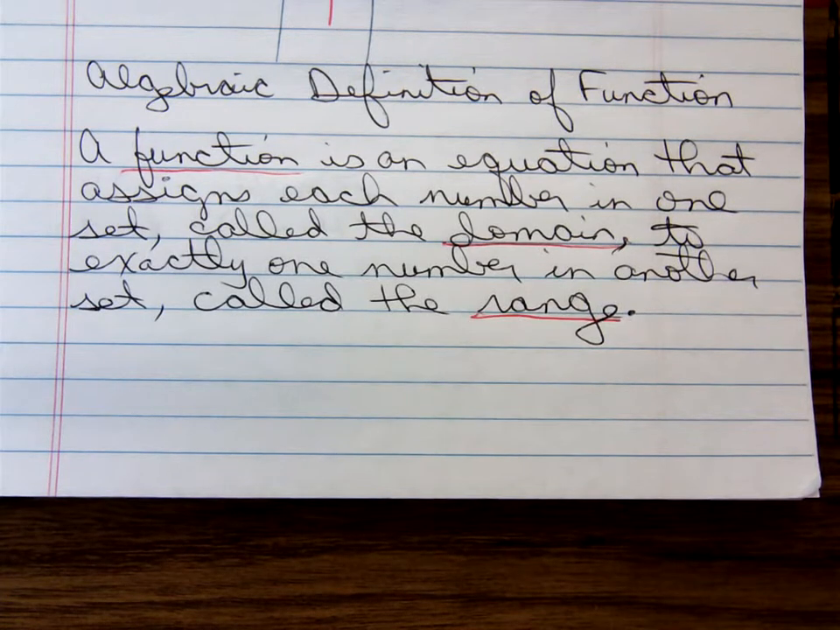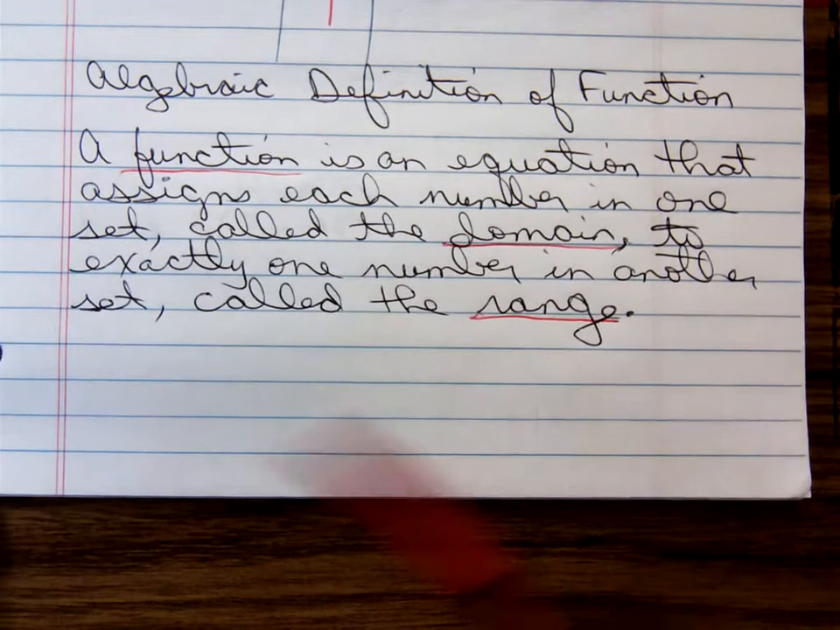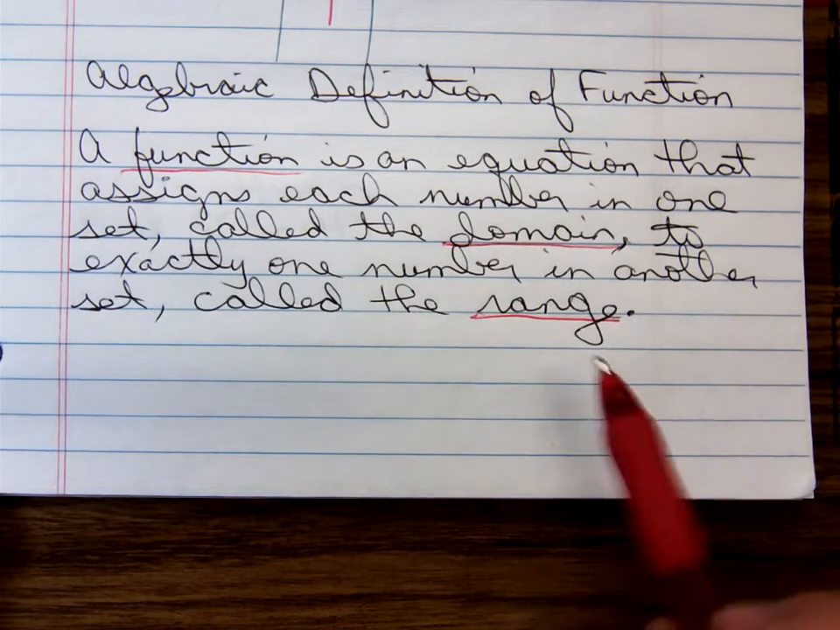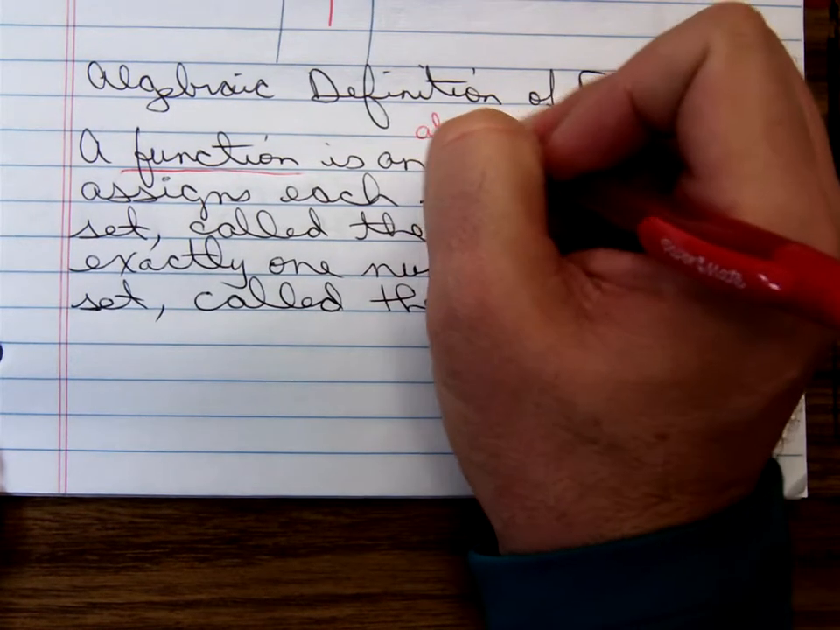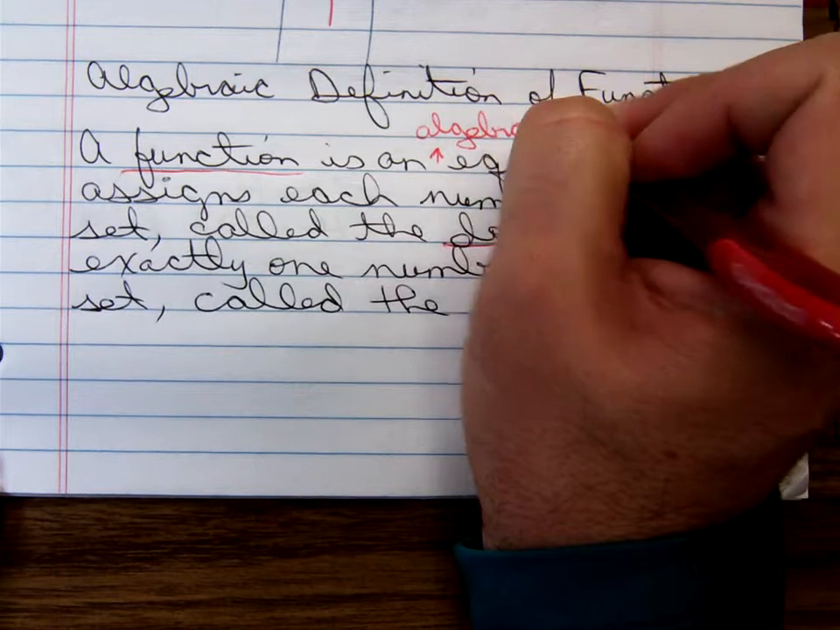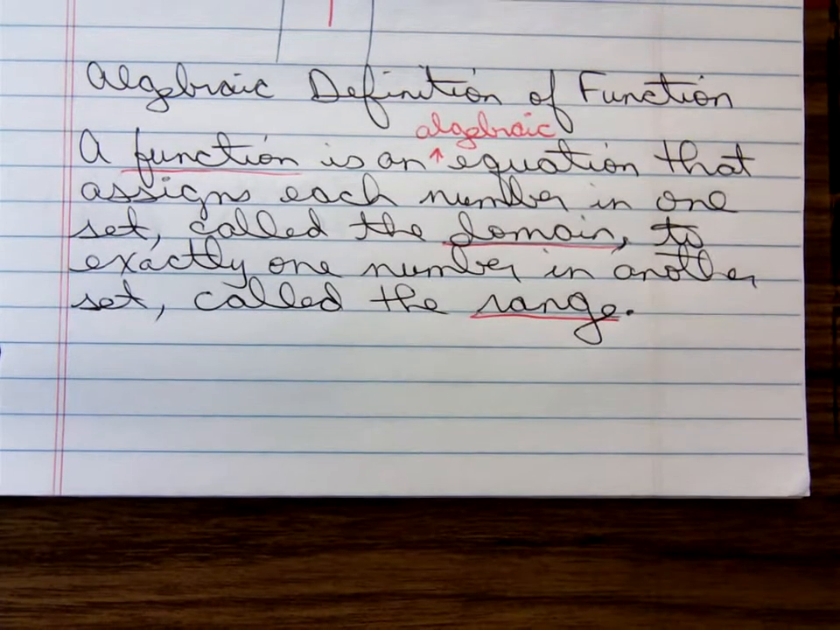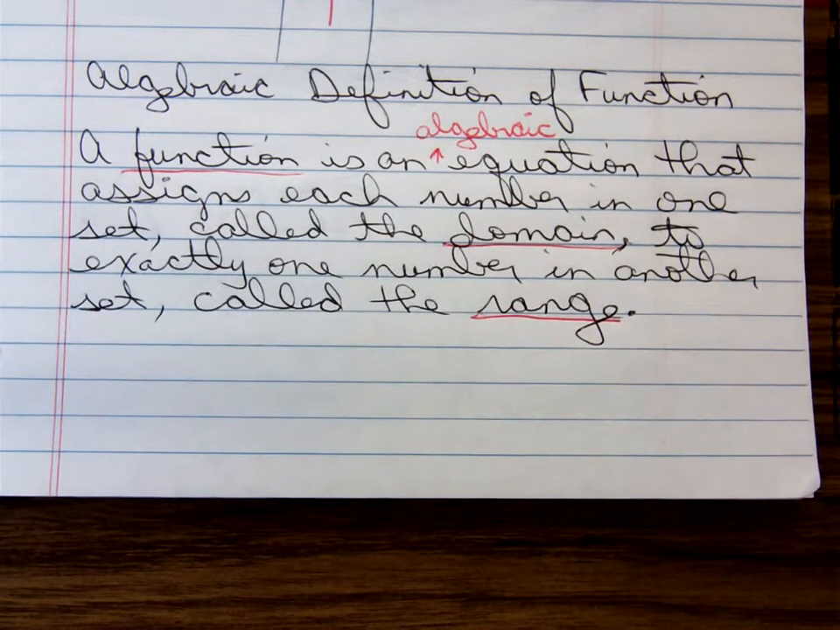Okay, so a function is an equation that assigns each number in one set to exactly one number in another set. The domain is the first set, the range is the second set. Really, I should have said it's an algebraic equation. I'm going to write that. I like it like that. It's an algebraic equation. Well, 1 plus 2 equals 3 is an equation, but it's not an algebraic equation.